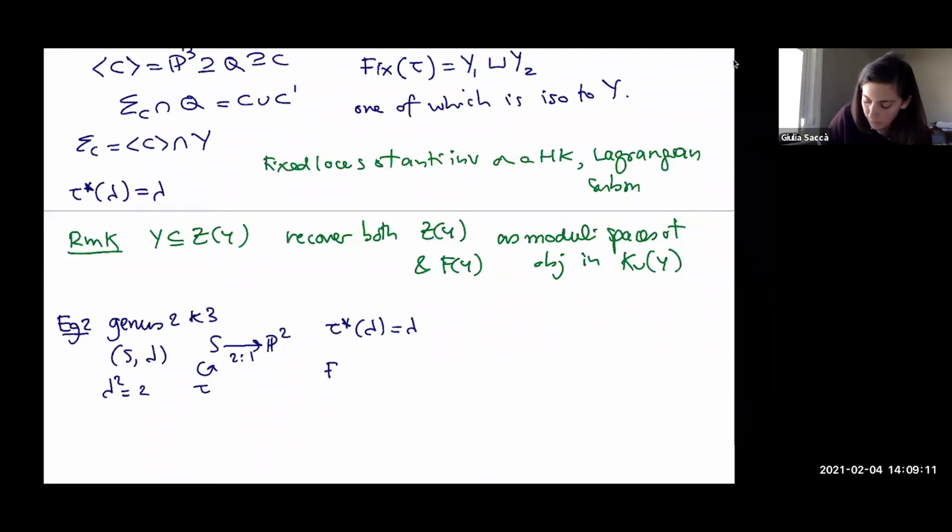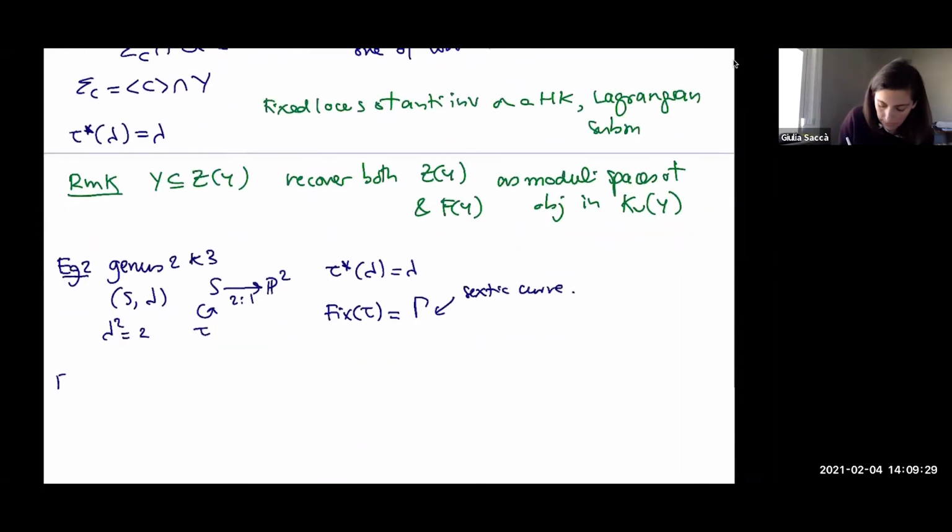But the fixed locus now has a very different nature. It is, first of all, connected, and it is the ramification locus, which is the sextic curve. In particular, it's of general type, so very far from being Fano. Okay, let me give another example, which is more in the spirit of the first example rather than the second. That is the example of double EPW sextics.